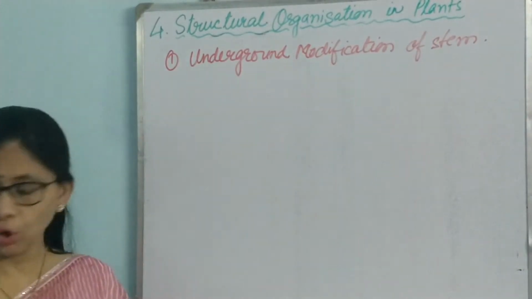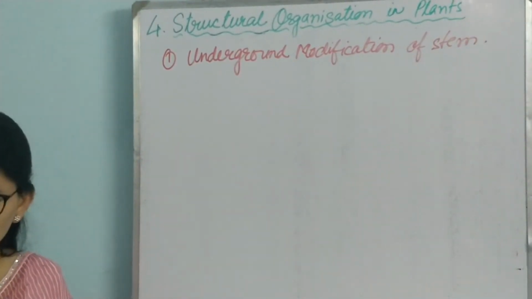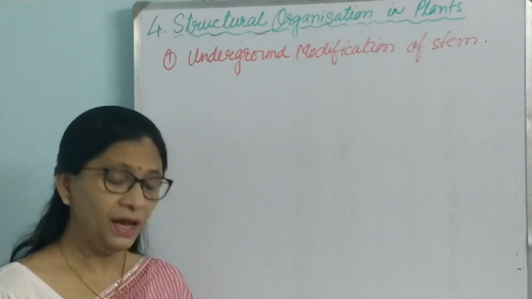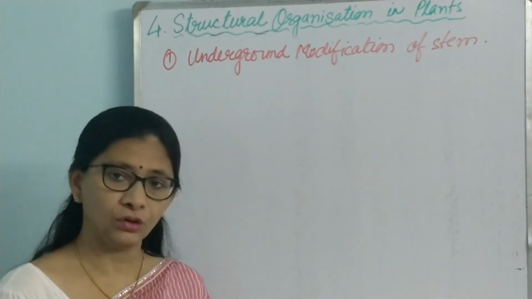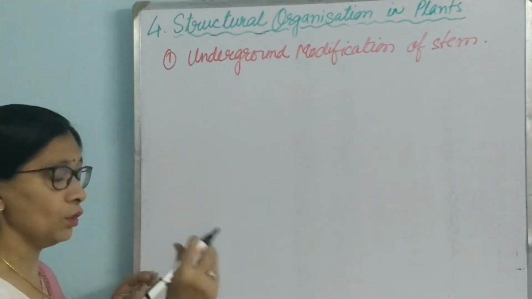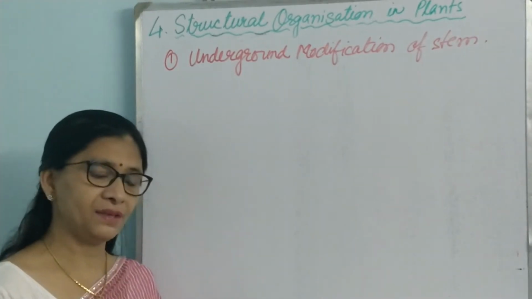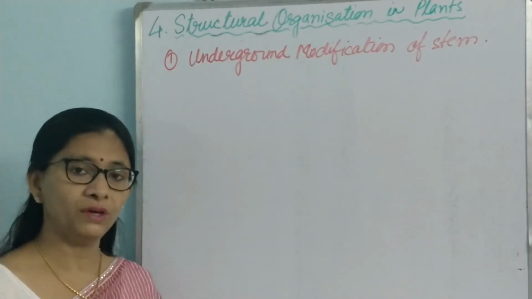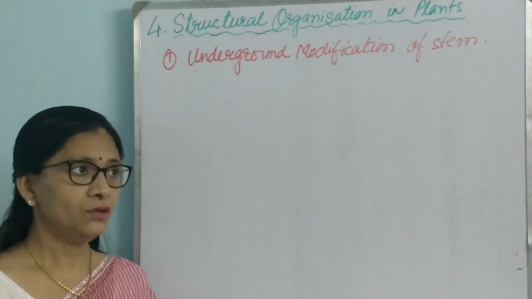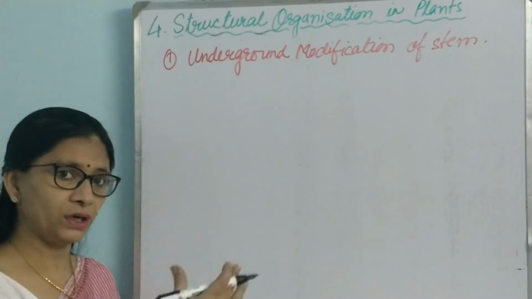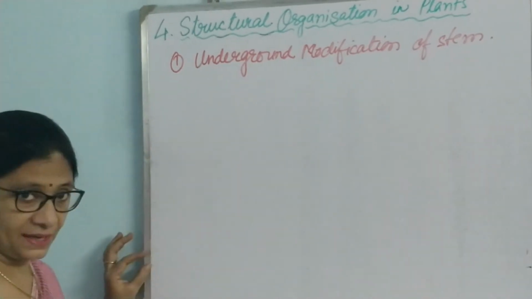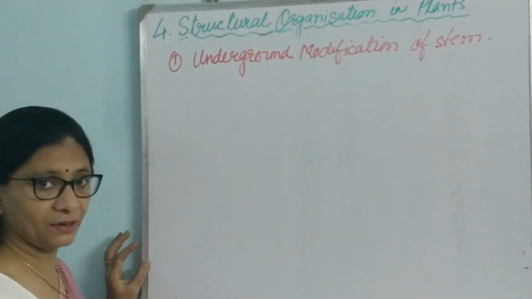We know the normal function of stem is to bear leaf, fruit, branches and so on, and second is conduction of water, mineral and food product. Now, apart from this, stem has some special function to carry out, for which it undergoes some type of modification. So, we shall see what are those modifications, and then we shall also see the examples therein. So, the first type is underground modification.